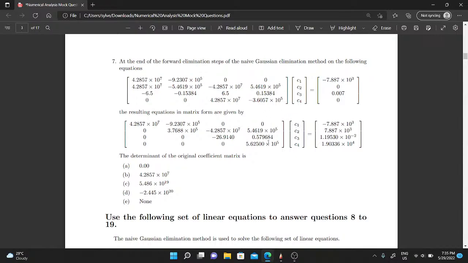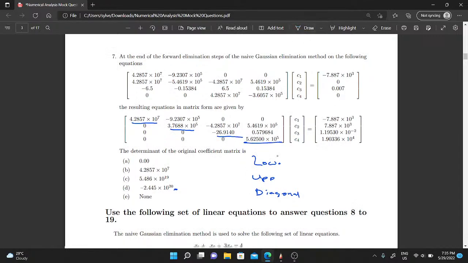There are a couple of special types of matrices that this applies to. It applies to lower triangular, it applies to upper triangular, and it also applies to diagonal matrices. Excellent. So for this one, you just multiply this by this by this by this, and then you would get D as your answer. You can do the multiplication and it would give you D. Perfect. So we can move on.